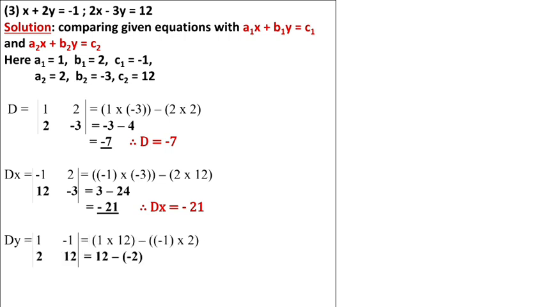For Dy we will take what? a1, a2, c1, c2. So 1 into 12 minus 1 into 2. 12 times 1 is 12, minus 1 times 2 is 2, but we have the minus sign, so here our answer is minus 2. We will open the bracket, minus becomes plus. 12 plus 2 became 14. So the Dy value we got is 14.